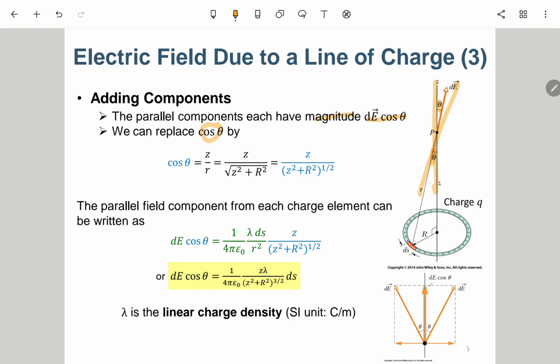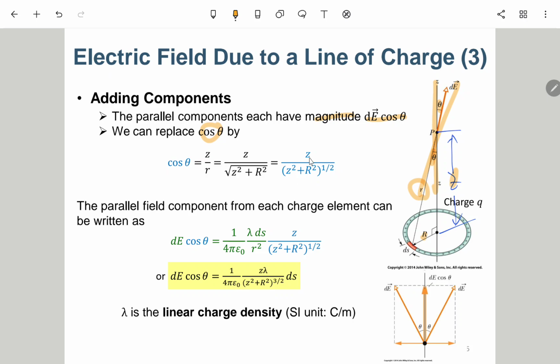Okay, so this one is z, this one is z, and the radius of the ring should also be a known variable, and the z should also be a known variable. The only unknown variable will be r. But actually, the cosine of theta is z over r. So we would like to express r in terms of z and capital R. According to the Pythagorean theorem, r will be the square root of z squared plus capital R squared.